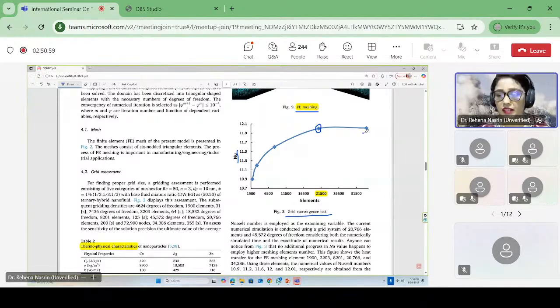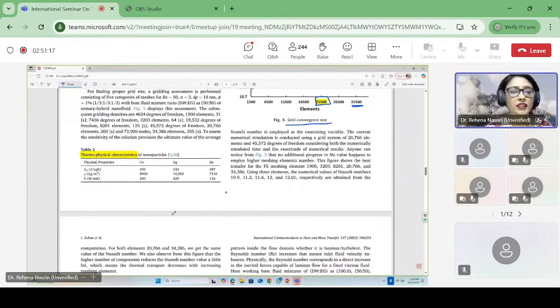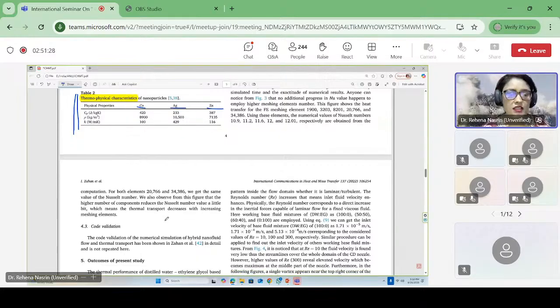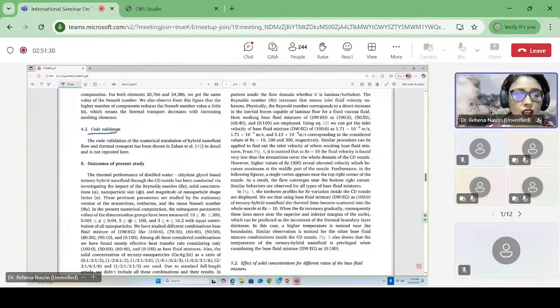After that, there is no significant change in the Nusselt number, but the number of elements is higher and the simulation time also increases. So we consider only 21,500 elements for this numerical simulation. And these are the physical properties of three nanoparticles: cobalt, silver, and zinc.